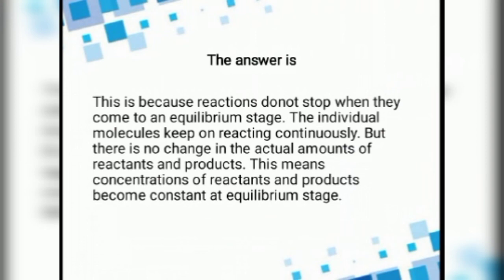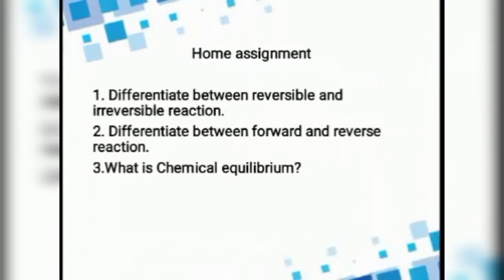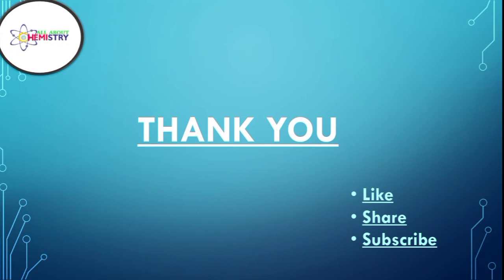Okay students, here we have a task for you. Home assignments. I hope that you all know very well. Number 1. Differentiate between reversible and irreversible reaction. Number 2. Differentiate between forward and reverse reaction. Number 3. What is chemical equilibrium? Solve this assignment. I hope you all have understood the concepts very clearly.